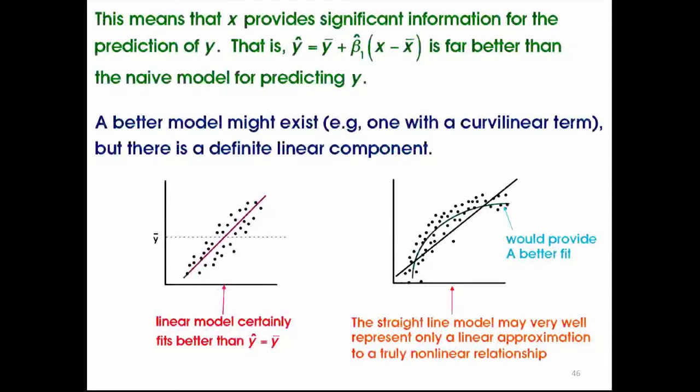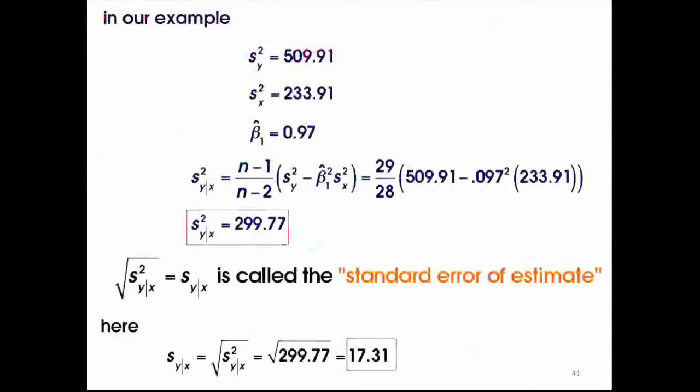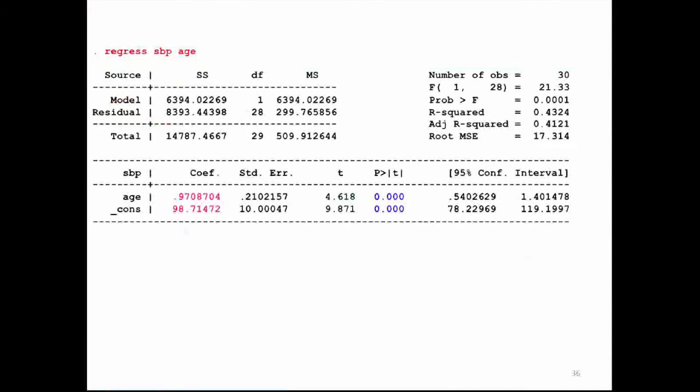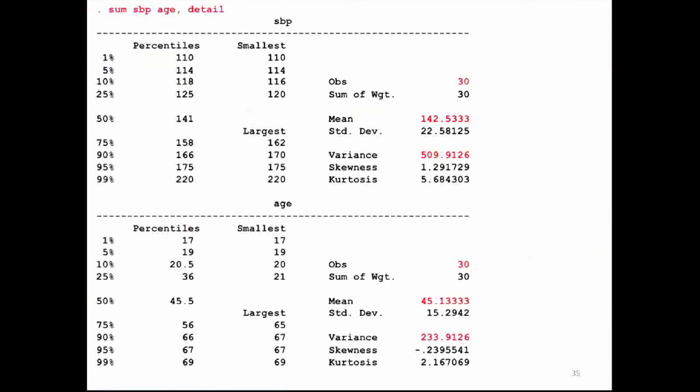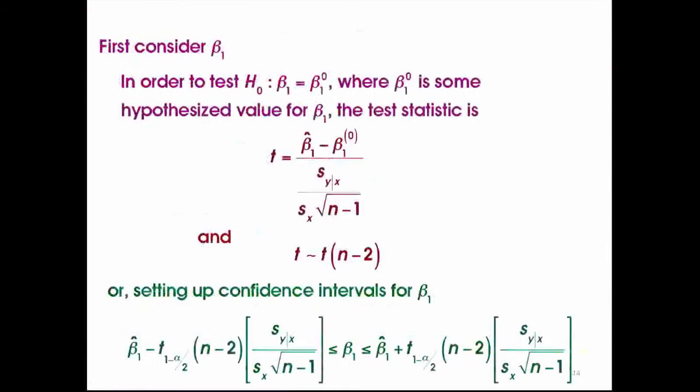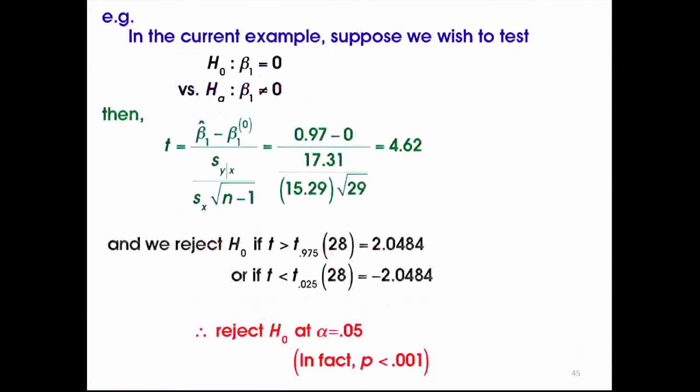So the mean is the naive model. Remember what the mean is in our example? The mean value of blood pressure is 142.53. That is the naive estimate. And what we want to know is whether the model that we have provides a better estimate than the naive model. That would mean that we have an effective model.